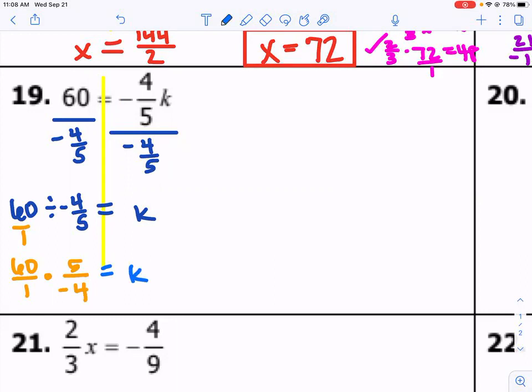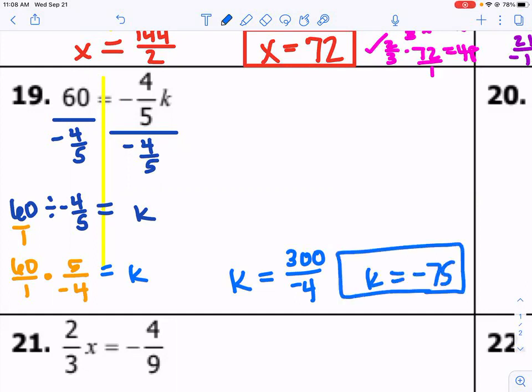Okay. Trent, when we take 60 over 1 and we multiply it by 5 over -4, what does that get us? Okay, which equals? We get, so I'll write that, 300 over -4, which means K is -75. Couldn't we what? That is beautiful. Yes.